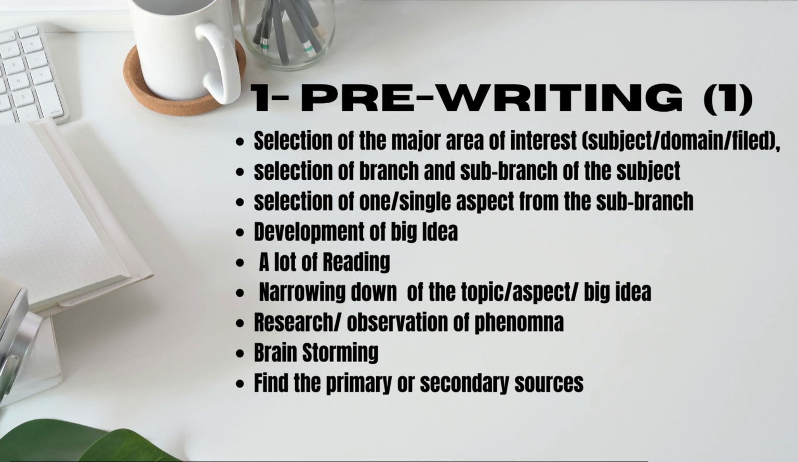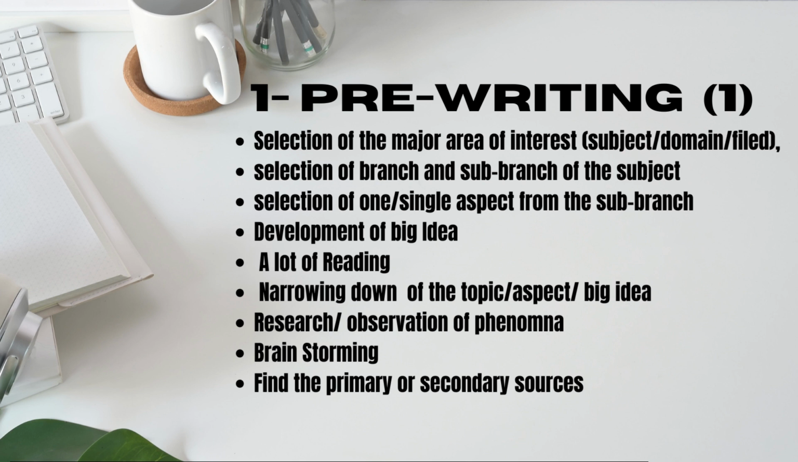For example, English literature is a broader area and it has various genres. You have to choose your favorite genre. Suppose fiction is your favorite. Fiction has subtypes. For example, historical novel, romantic novel, gothic novel, and science fiction.